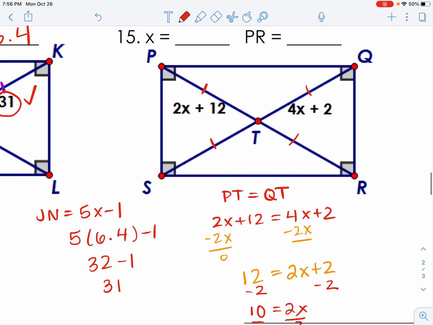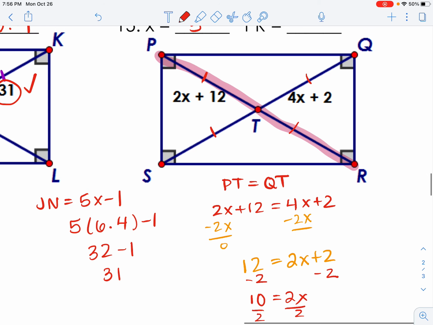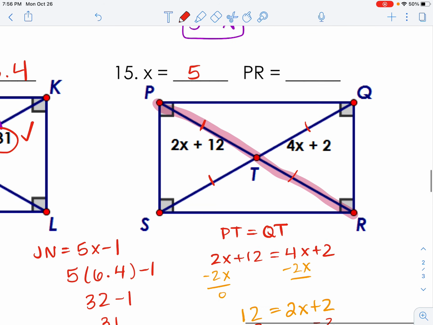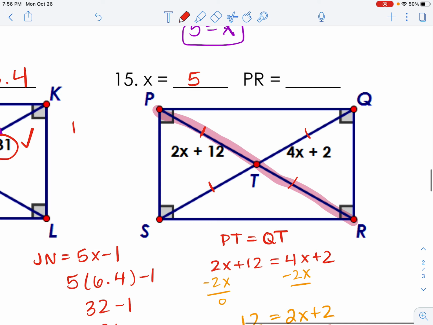So x is 5. Now we want to find PR. Notice PR is the entire diagonal. I do not have an expression for PR, so instead the first thing we need to do is find PT. So we know PT is equal to 2x plus 12. We know x is 5, so I'm going to plug that in. Now we get 2 times 5 plus 12. 2 times 5 is 10, plus 12 is 22. So I know this piece is 22.